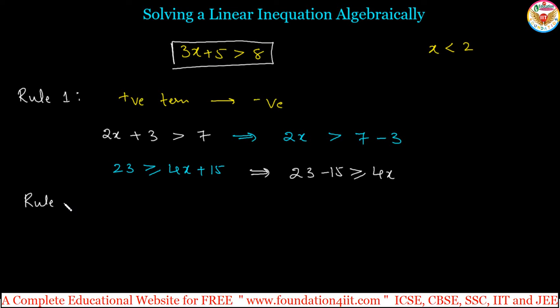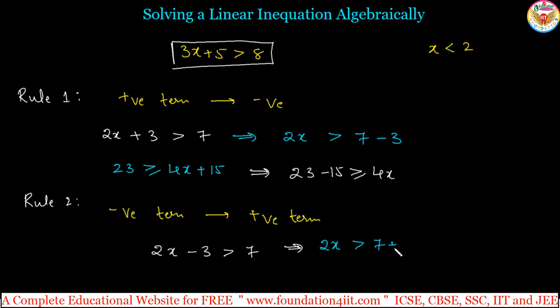Same rule 2 also, which is just the opposite of the first one. If it is a negative term, on transposing, it becomes a positive term. Okay, see one example, the same example as previously, like 2x minus 3 is greater than 7. Then minus 3 is a negative term, so a negative term becomes positive by transferring to the other side. 7 plus 3, minus 3 becomes plus 3. Okay, these are the simple rules, rule 1 and 2.